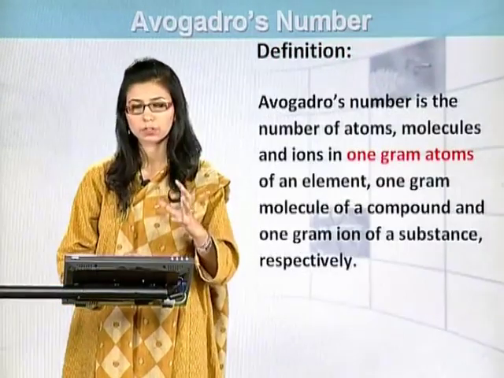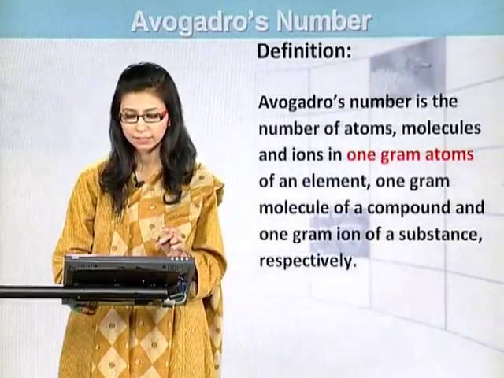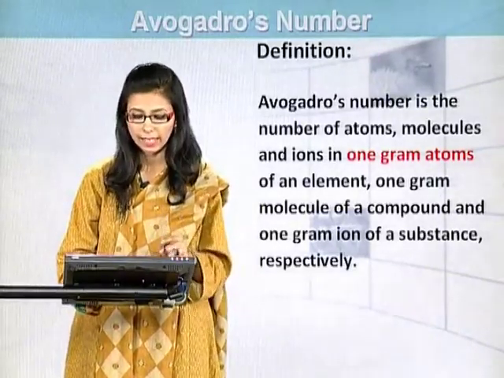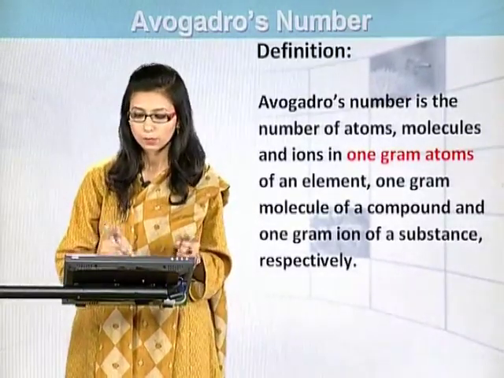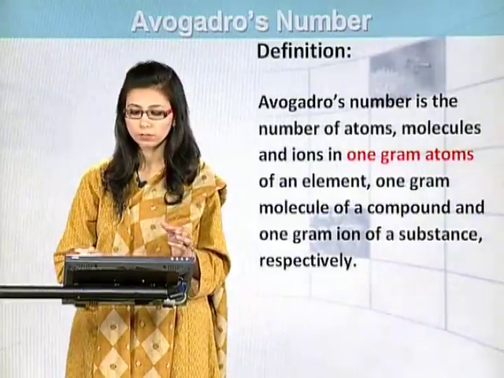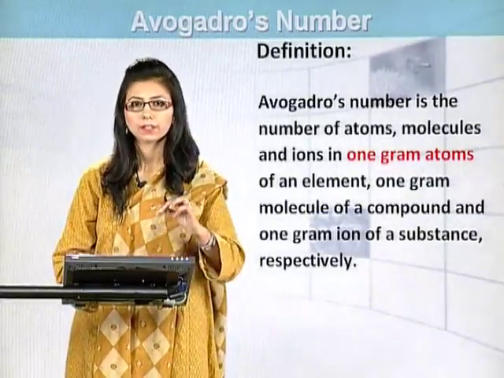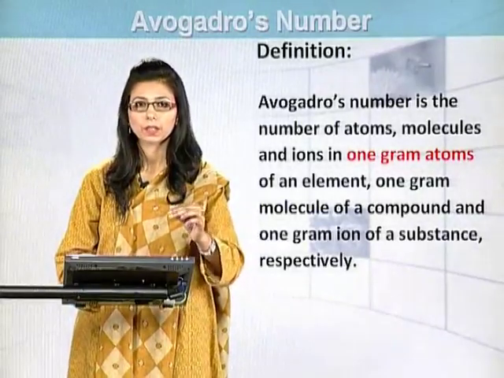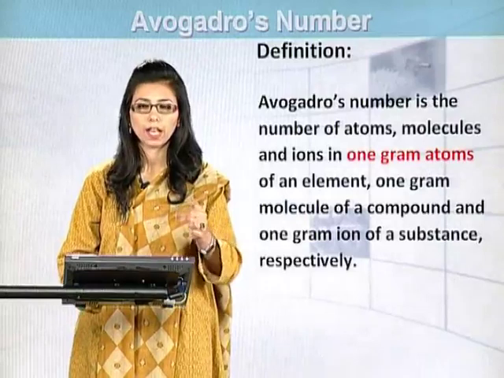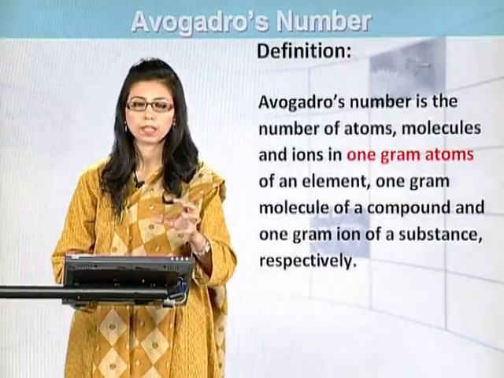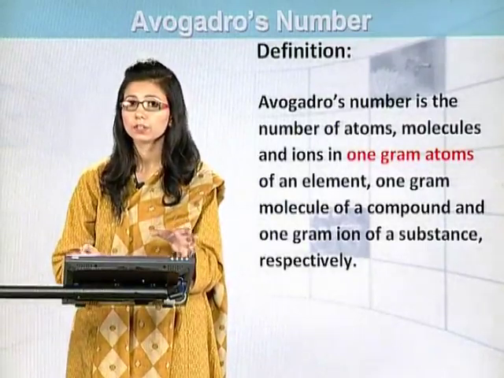अगर मैं Avogadro number को define करूं, the definition will be: Avogadro number is the number of atoms, molecules and ions in 1 gram atom of an element, 1 gram molecule of a compound and 1 gram ion of a substance. देखिए, different moles की बात कर रहे हैं, compound के elements हैं, molecules हैं या ions हैं, इनके moles में number of particles की बात की जा रही है, which we call as Avogadro number.